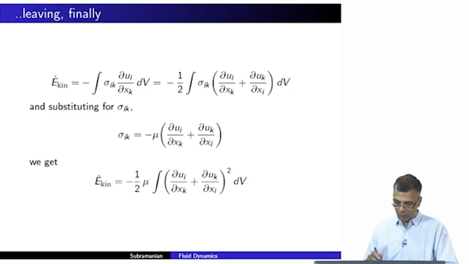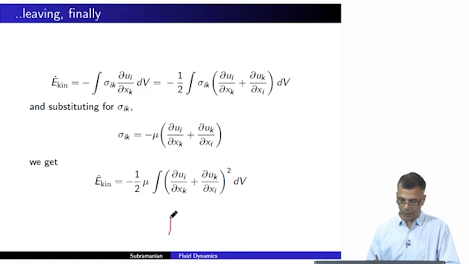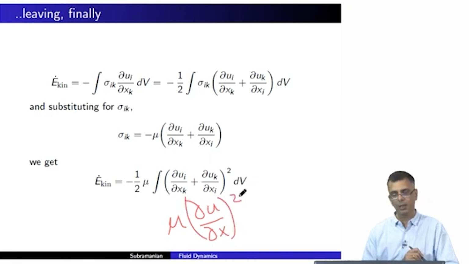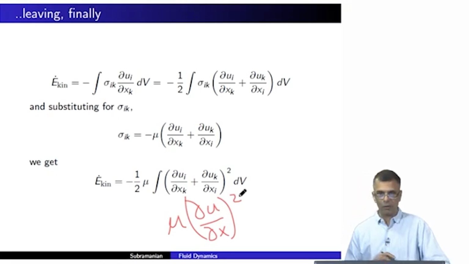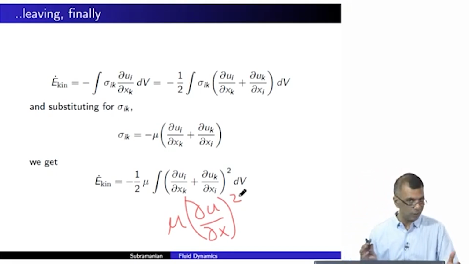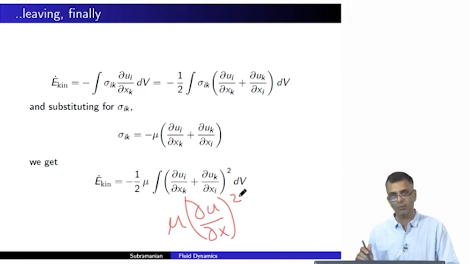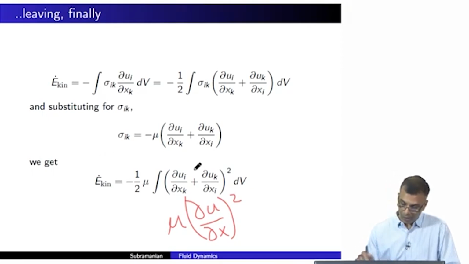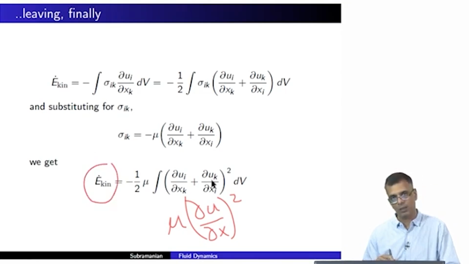If the flow were just one dimensional, this looks very much like mu times du/dx quantity squared. So the time rate of change, this is the final result. This is in some sense how the kinetic energy density of a fluid parcel is dissipated due to viscosity. And this agrees with our intuitive understanding of viscosity as a frictional kind of force.